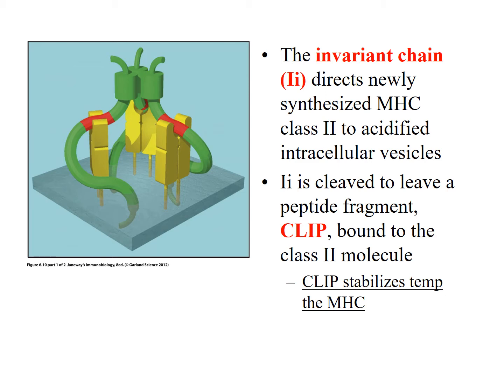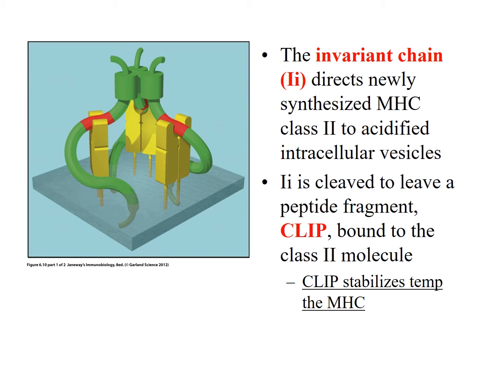So, as it is synthesized in the rough endoplasmic reticulum, you see that the yellow highlighted areas, which are the MHC class 2, need to be stabilized by what is referred to as the invariant chain, II. II stabilizes newly synthesized MHC class 2. II comes as a trimer, as you see there. It stabilizes 3 MHC class 2 molecules. Over time, it will be degraded.